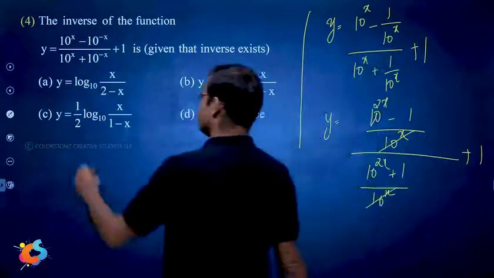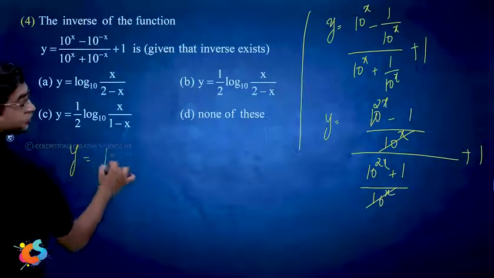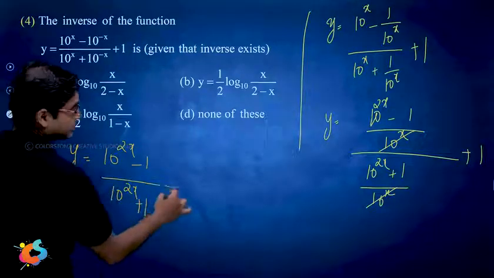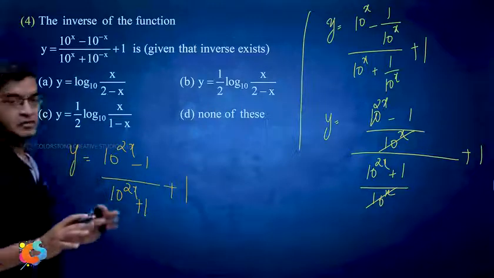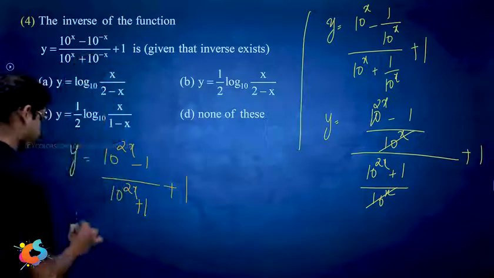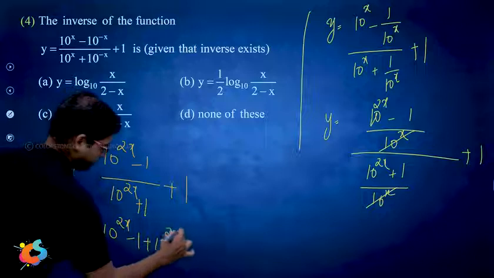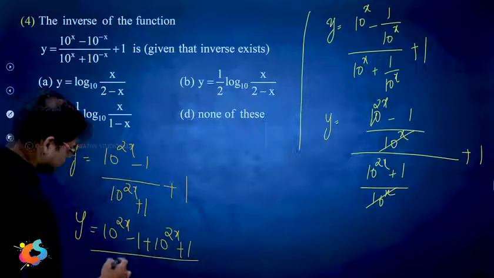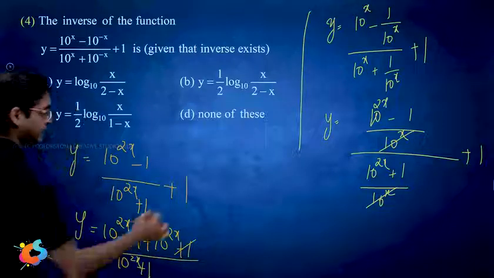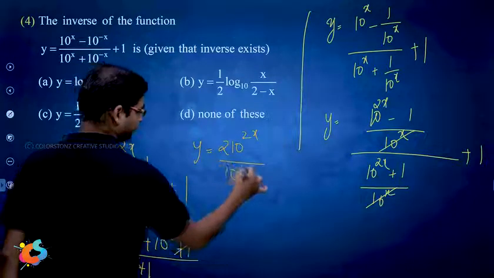So numerators, denominators are getting cancelled. So after this, y is equal to 10 power 2x minus 1 by 10 power 2x plus 1, plus 1. Take LCM. Now what is our main intention? To get x is equal to something, x as a function of y. So for that, 10 power 2x minus 1, plus 10 power 2x plus 1. So we are getting y is equal to 2 into 10 power 2x divided by 10 power 2x plus 1.